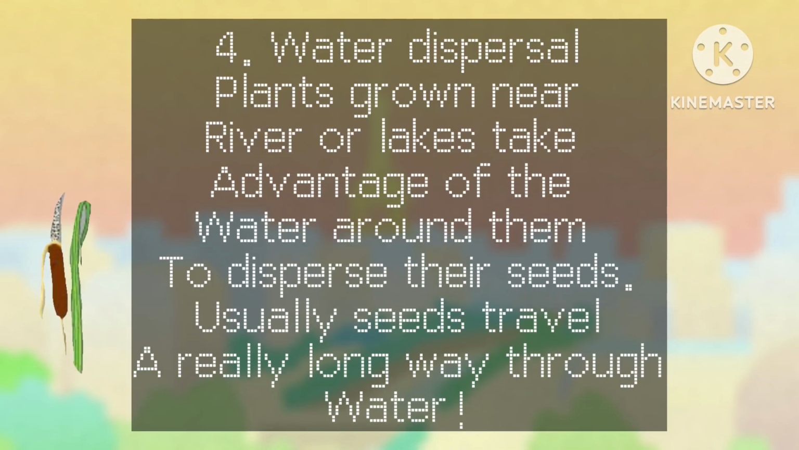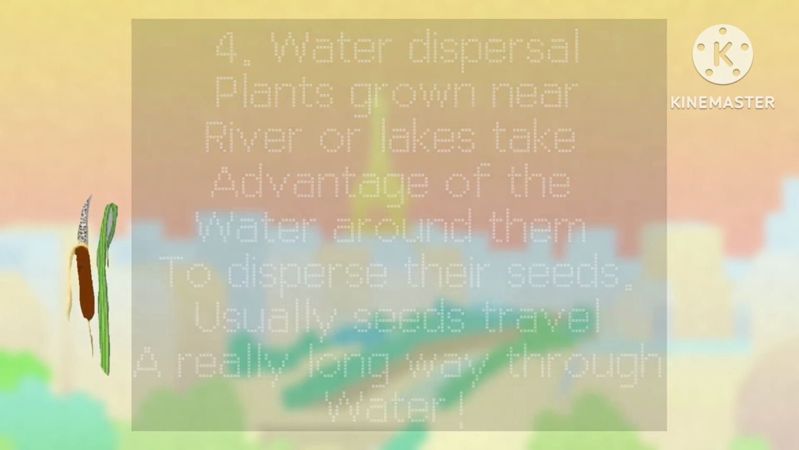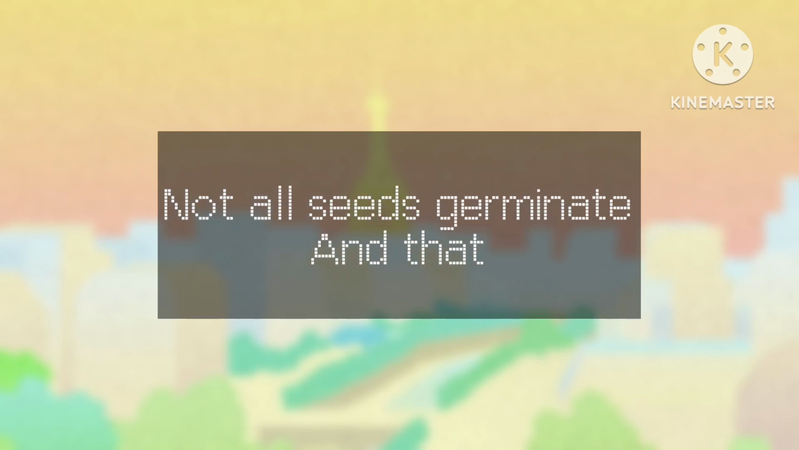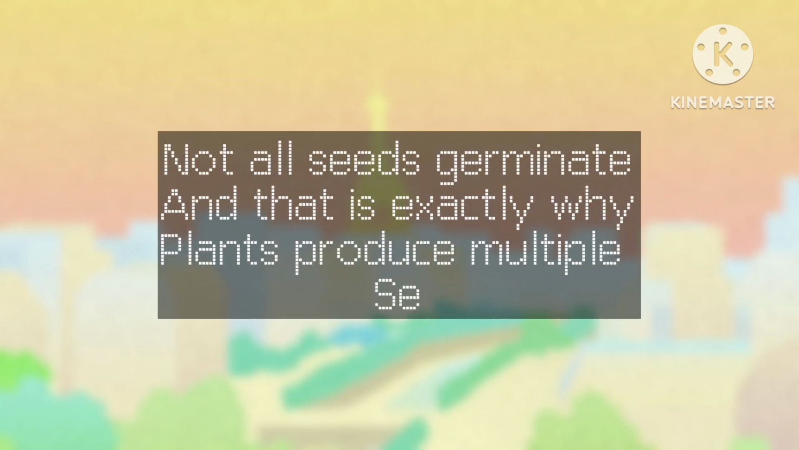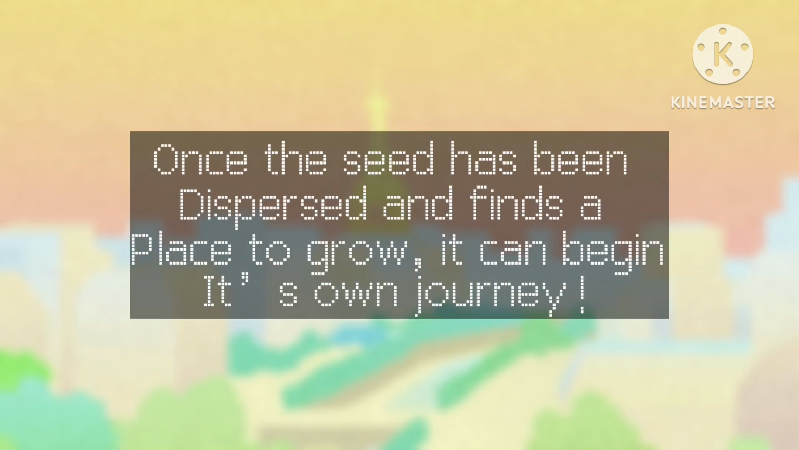Water dispersal. Plants that grow near rivers or lakes take advantage of the water around them to disperse their seeds. Usually, seeds travel a really long way through water. Not all seeds germinate, and that is exactly why plants produce multiple seeds at once. Once the seed has been dispersed and finds a place to grow, it can begin its own journey.